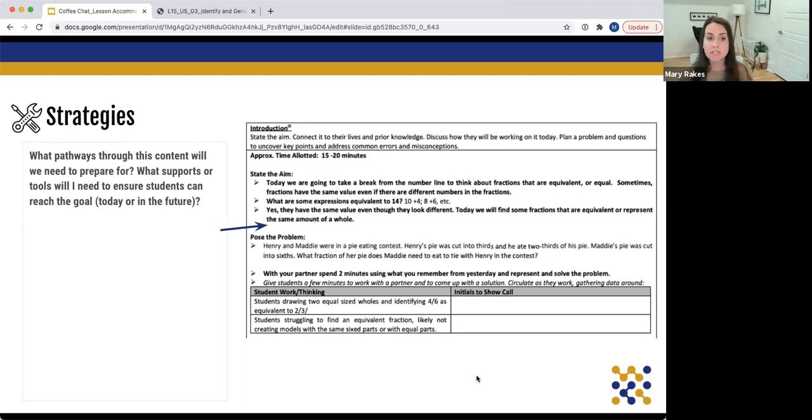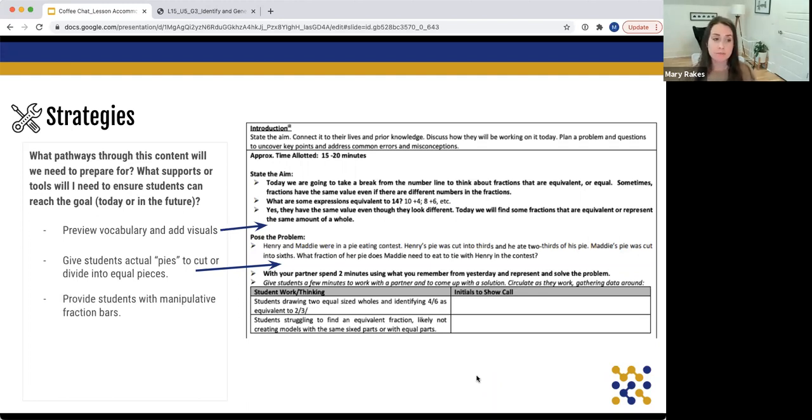Right here, after the aim and all the introduction, I'm going to preview the vocabulary and add some visual supports. The next thing I'm going to do is in this section where they have that problem with some pies that they need to draw and then divide into parts. For all of my students, I'm going to give them actual pie pieces, or if we're virtual, I'm going to take them to a math manipulative site that has some virtual models so that they're not having to organize that on their paper. I'm also going to provide students with manipulative fraction bars. They're going to be available to all my students at their tables or online so that they can use them as they decide is necessary.